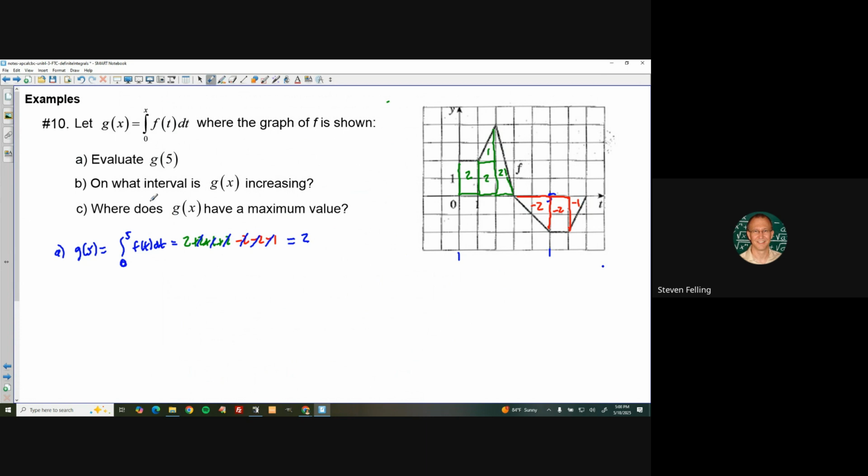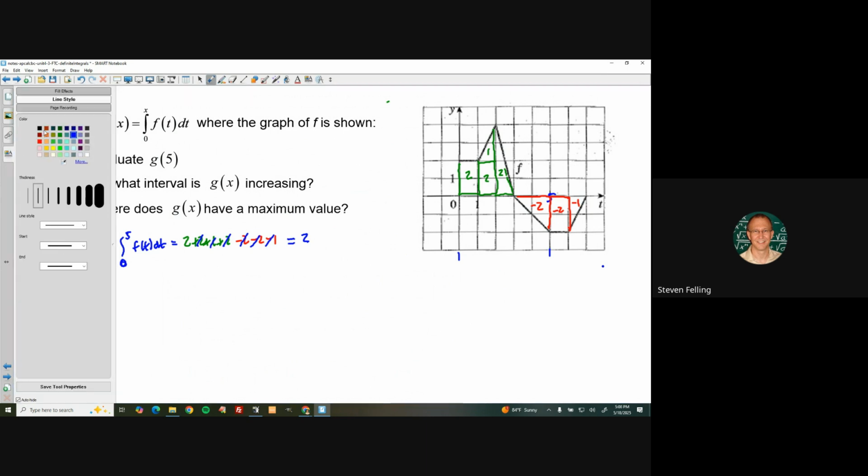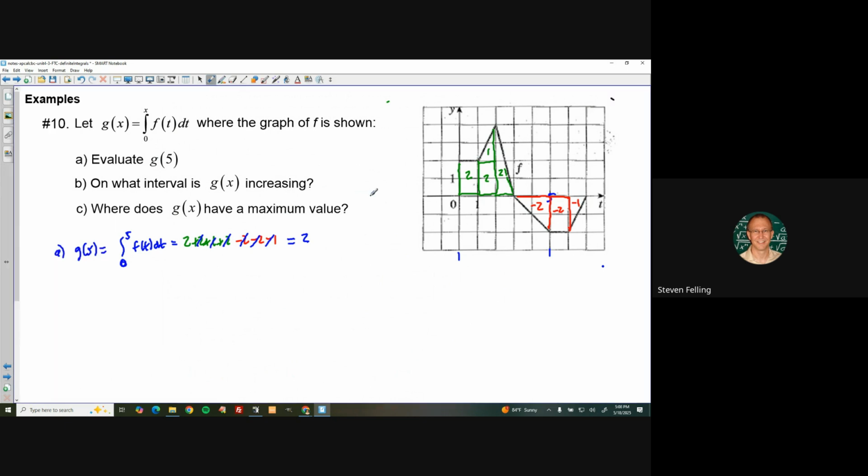And then, on what interval is g of x increasing? Okay, so for that, maybe we can just say this. G of x is increasing where g prime of x is greater than 0, right? Can we analyze it that way?